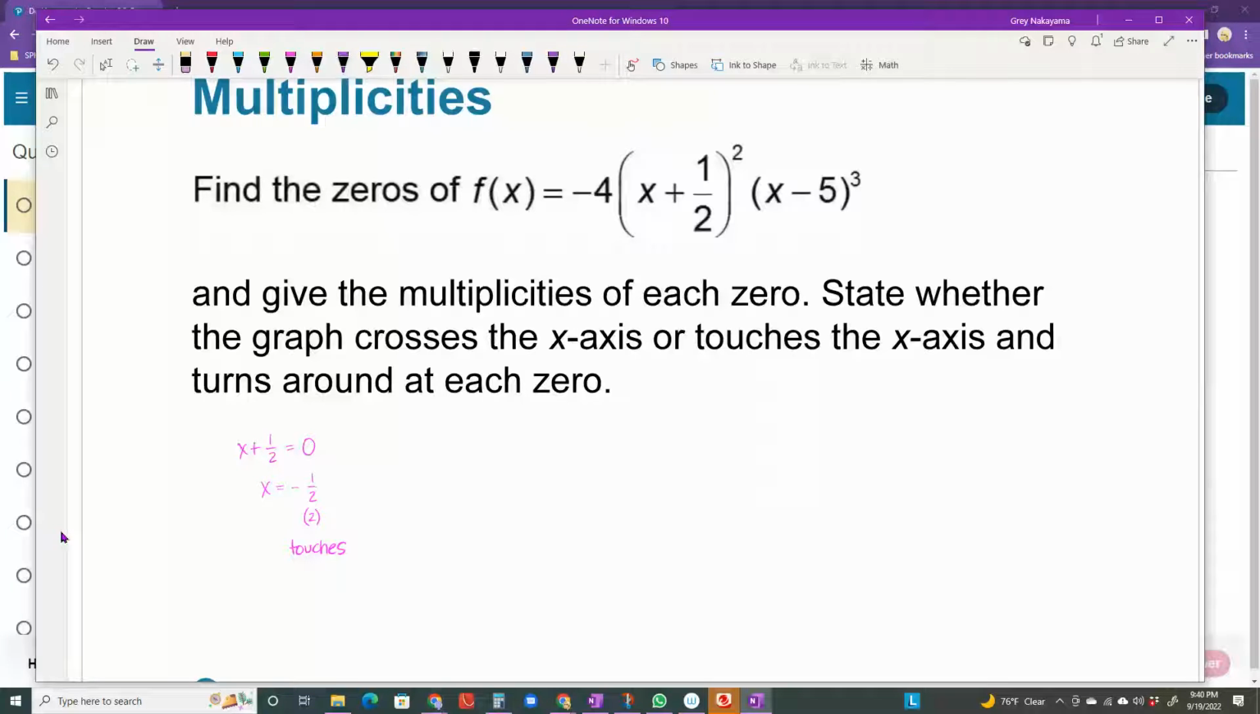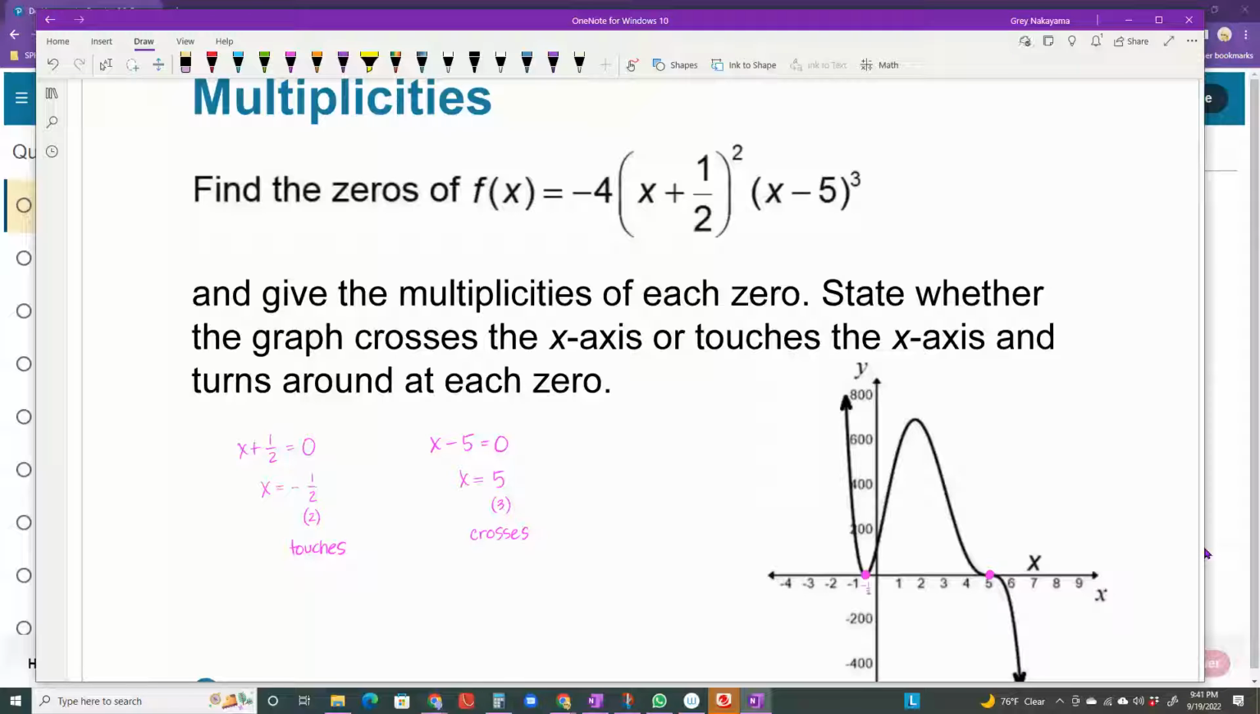All right. And then the other factor I have is x minus 5. Set it equal to 0. That means x equals 5. The exponent on it is 3, so it has a multiplicity of 3, and this is going to cross. Now, because it's 3 and not 1, it will flatten out a little bit when it crosses, and this is what that graph looks like.